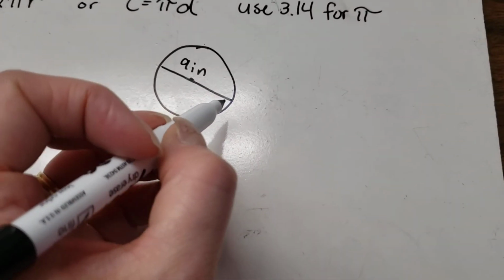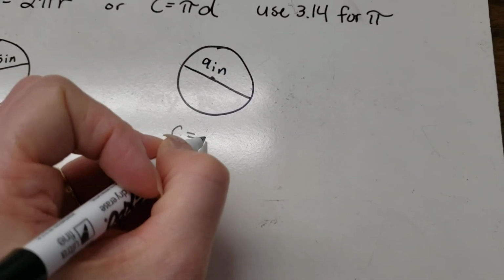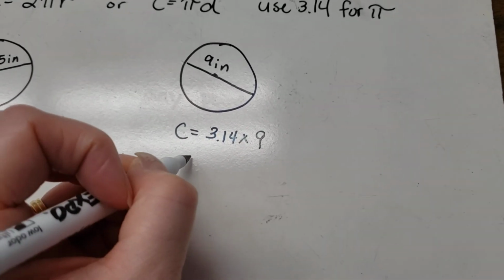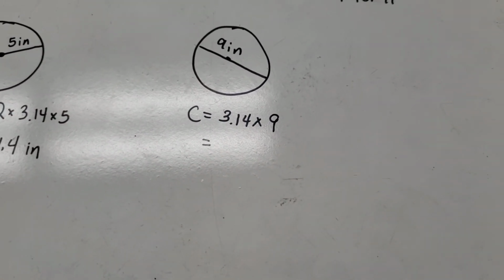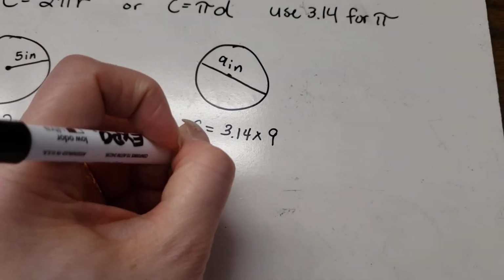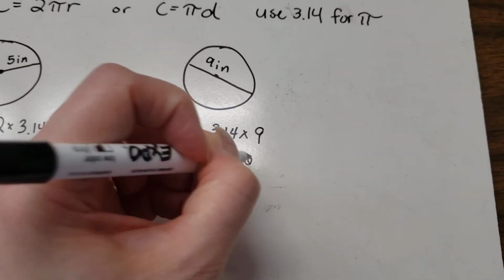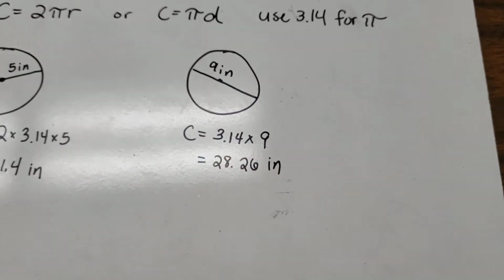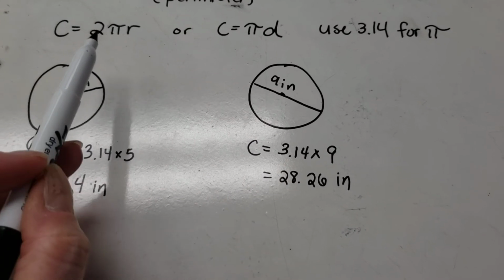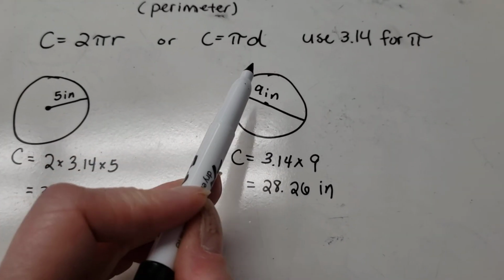If you have a diameter like this one, we can just say 3.14 times 9. All we're doing is plugging stuff into a formula and solving. And our answer then is about 28.26 inches. So whatever you've got, whether a radius or diameter, you're using either 2 pi r or pi times diameter.